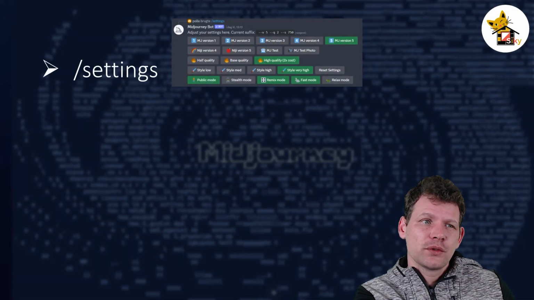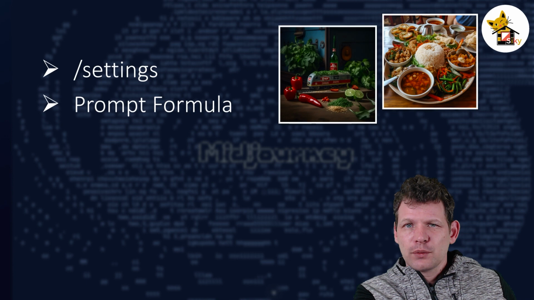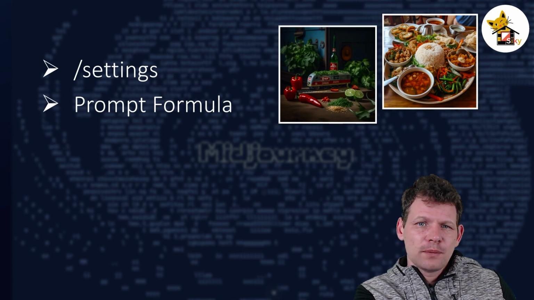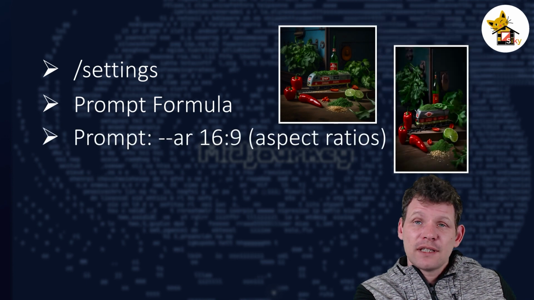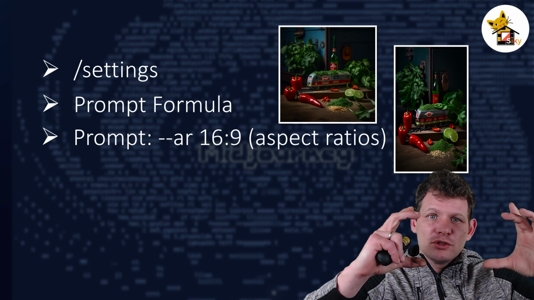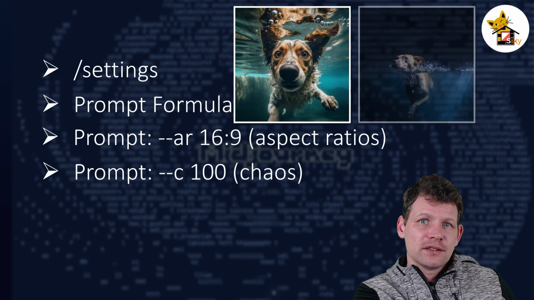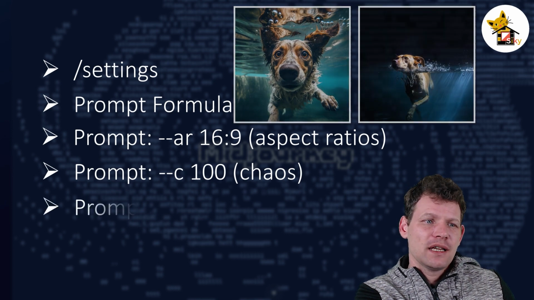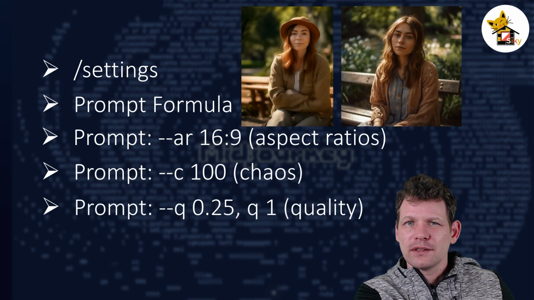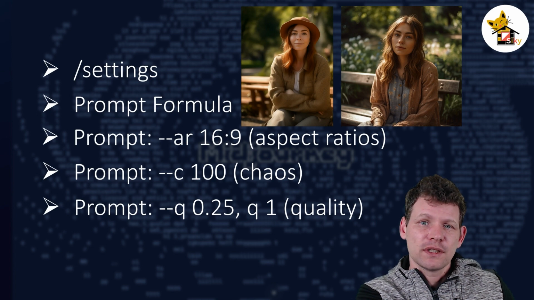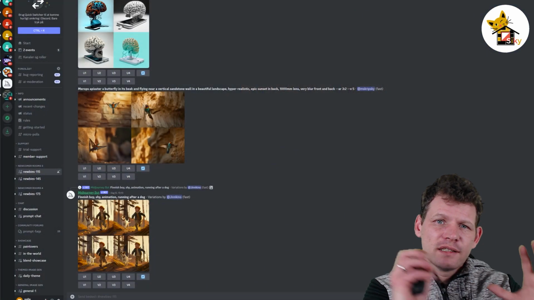So I'll be going through settings, a few things with how to create a more advanced prompt. Then I'll show you how to change the aspect ratios if the image needs to be this way or that way. I'll show you how to add chaos to your images, and then I'll talk a little bit about the different quality levels of the images. So we'll start inside Midjourney.